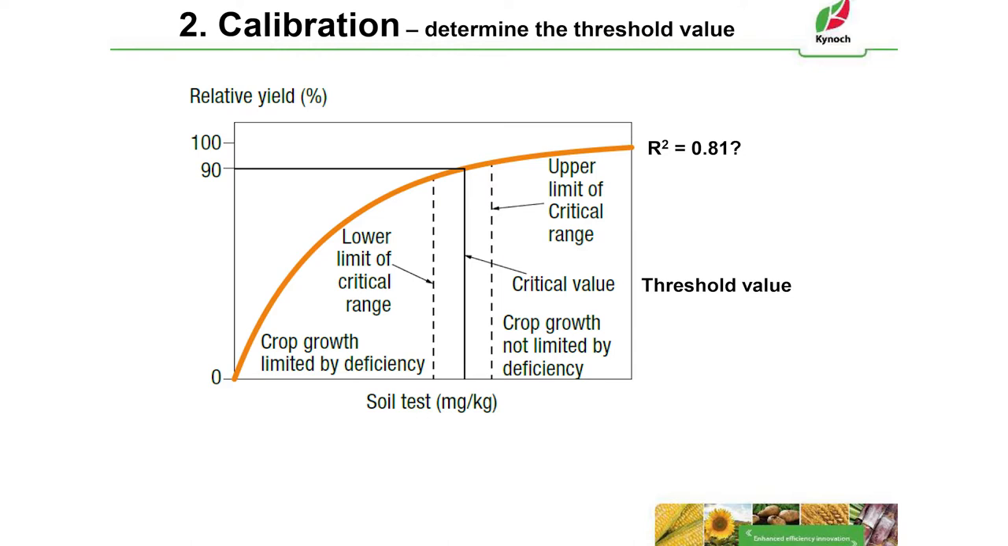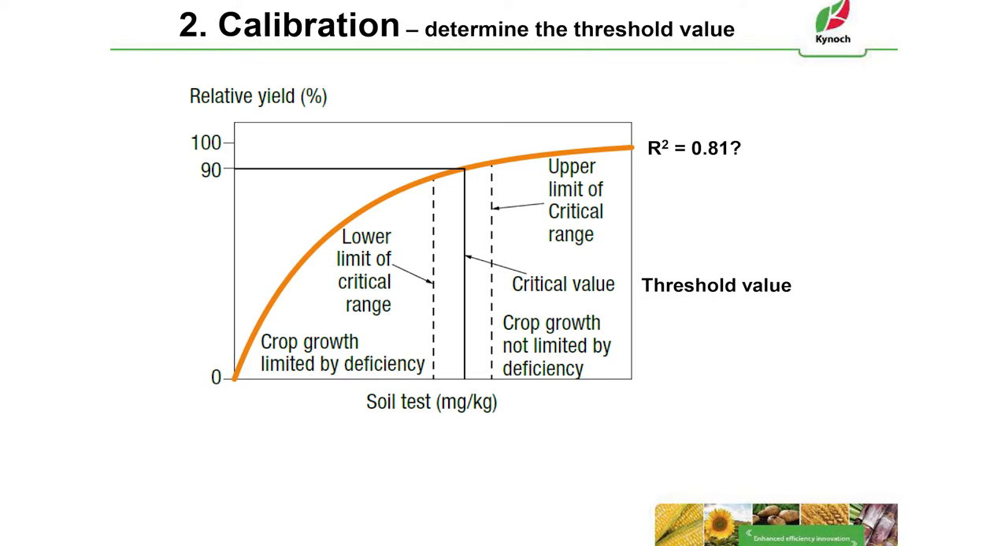Above the optimum range, the reaction will be random. It can be more, it can be less, it can be the same. Lower than the optimum range, there you will get a significant response on your nutrient application. That's the meaning of that graph.